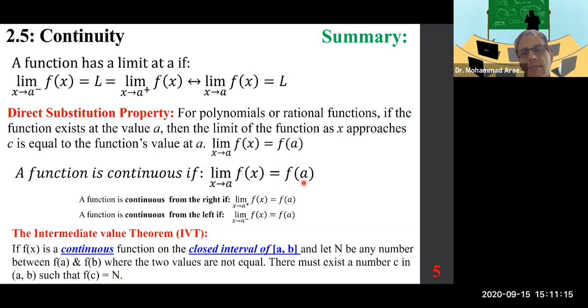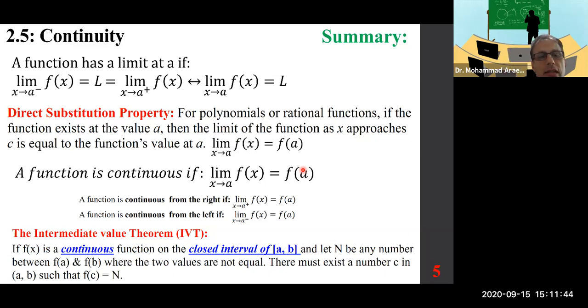This is the synopsis of the whole thing. Limit exists and it's equal to the functional value. And that's all there is to it. So, and we do the direct substitution because every function that we have studied is considered continuous as far as the course is concerned in its entire domain, meaning we should be able to come up with it.